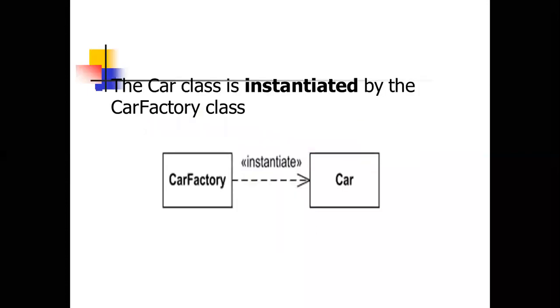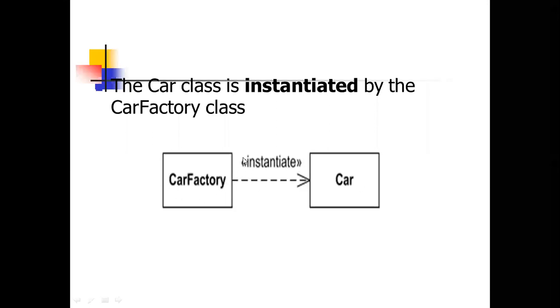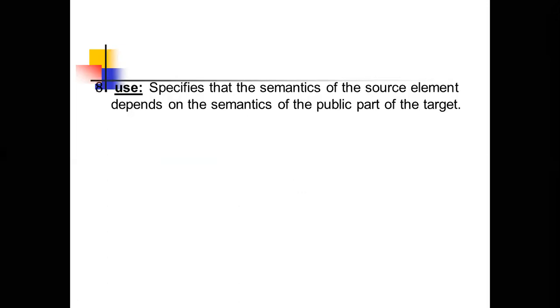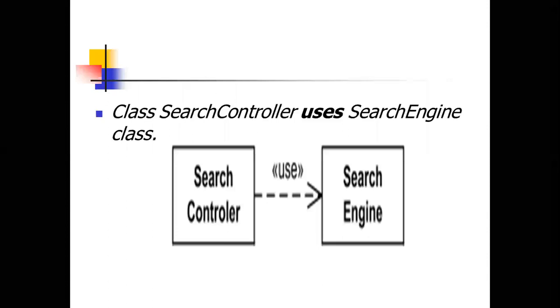The instantiate stereotype, how to use this stereotype. The car class is instantiated by the car factory class. So a car is produced in the car factory. This car factory instantiates the car. That is the dependency between these two classes. Refine is one of the stereotypes. There are several stereotypes. Search controller uses search engine.